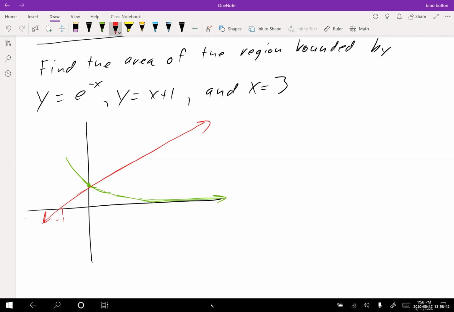And then we have this third graph that says x equals 3. So that's going to be, I don't know, maybe over here somewhere, and that's this line. So we have these three graphs, and they want the area between all three of them. So that would be this section right here.